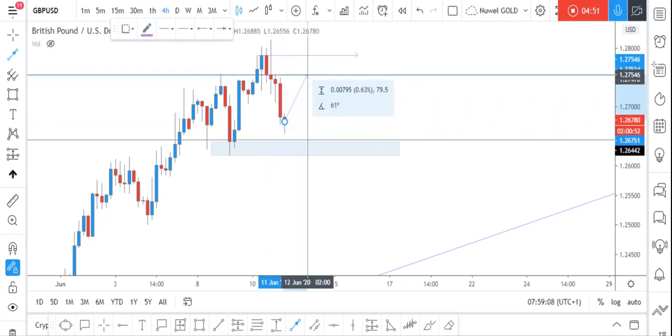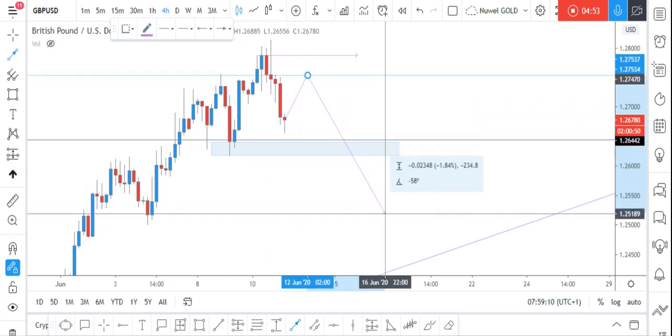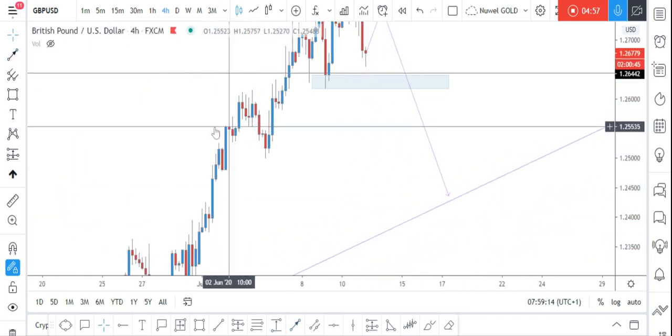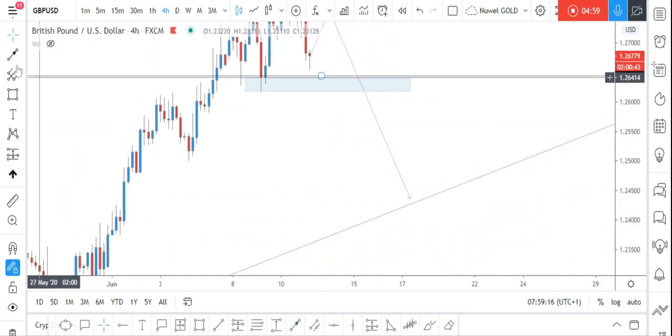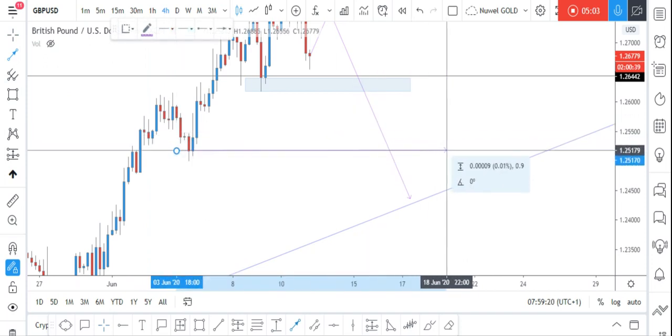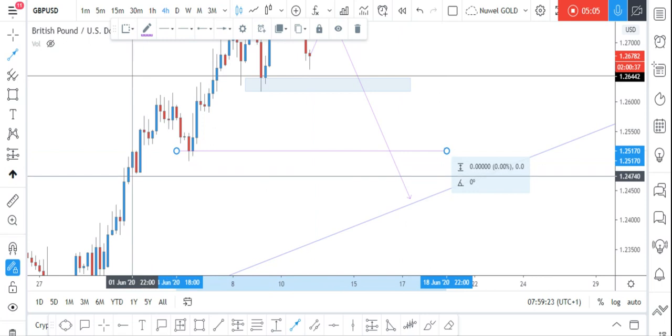So we can see something like this, maybe 80 pips. Then we can go back down here as low as there. That's what I will be anticipating for on GBPUSD. Potential levels, we have 1.2500.